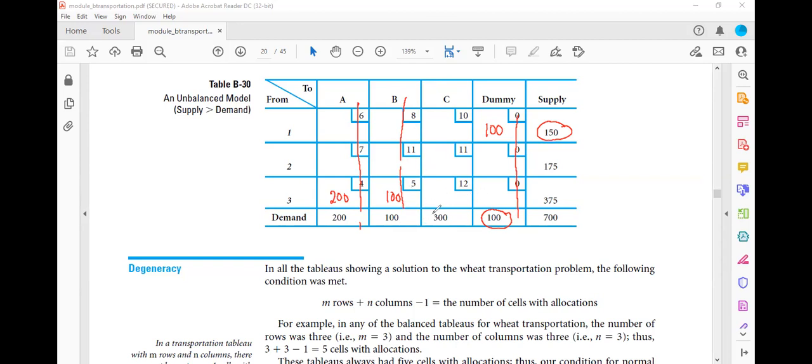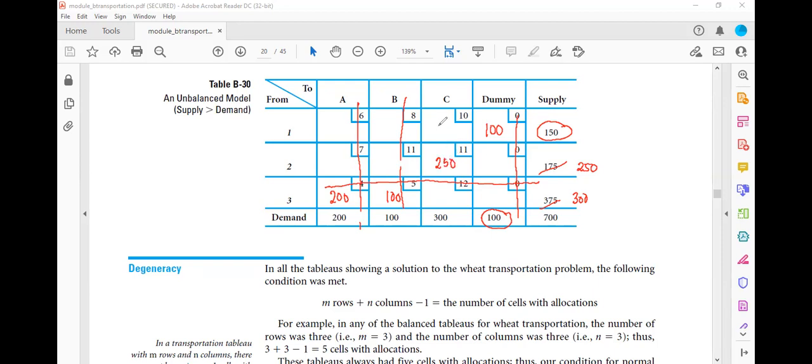Now, degeneracy happens if, for instance, this is not 375 but 300. So let's just make this 250 so that the total will still be 700. Okay? So when you put 100 here, you cancel out the column, and at the same time you also cancel out the row. If that happens, your table will now be short of cells with contents. Like here, we will put in 250 here.